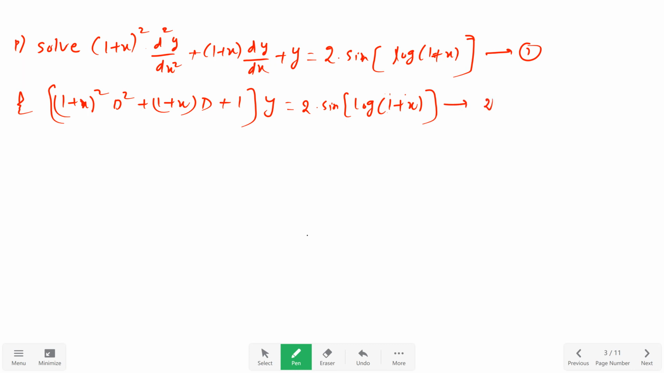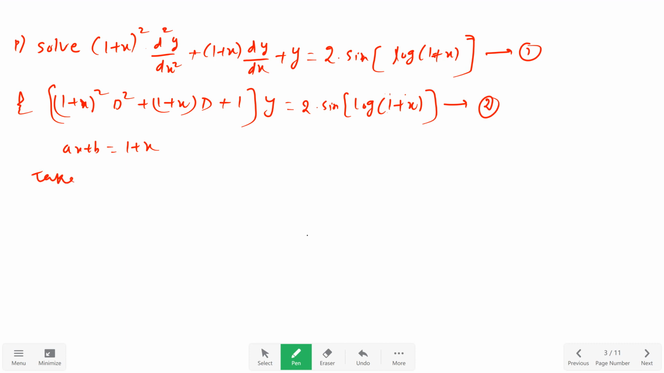So the operator form for equation 1 is (1 plus x) whole square D square plus (1 plus x) D plus 1, into y, is equal to 2 into sine of log of (1 plus x). This can be taken as equation 2. Here we can observe that the ax plus b term can be taken as 1 plus x. So 1 plus x is the ax plus b term. So we take this substitution.